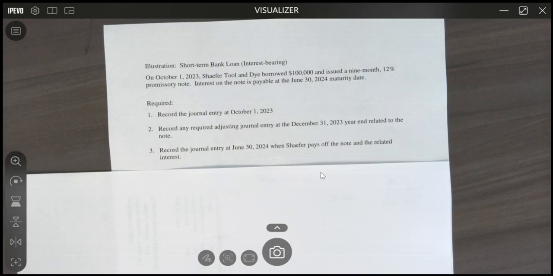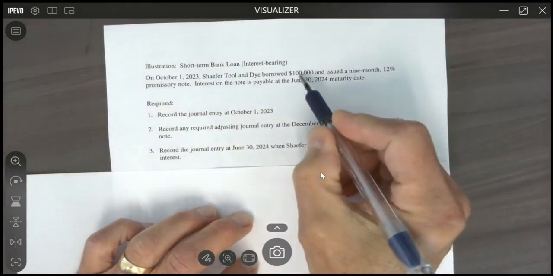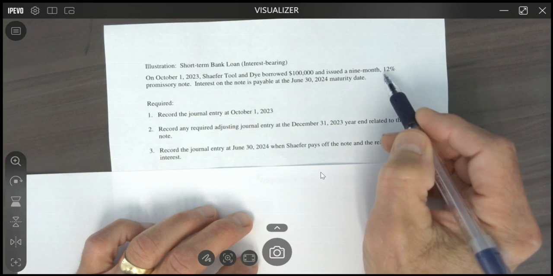Well, here are the facts. On October 1, 2023, Schaefer Tool & Die borrowed $100,000 from a bank and issued a 9-month 12% promissory note. Interest on the note is payable at the June 30, 2024 maturity date. So on June 30, we will repay them the $100,000 and the interest on the note.